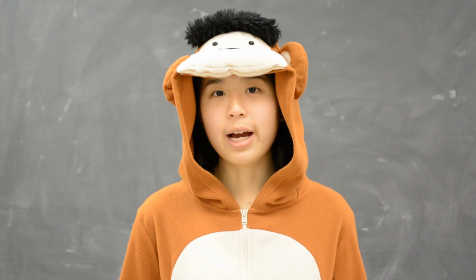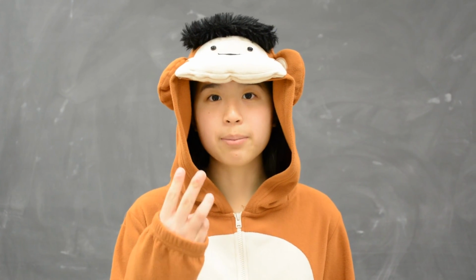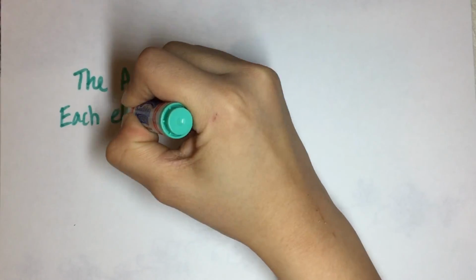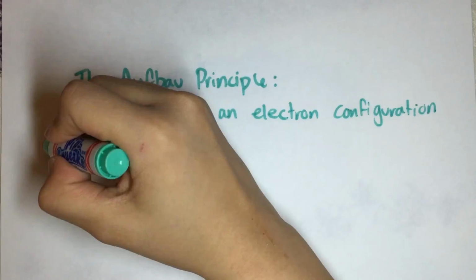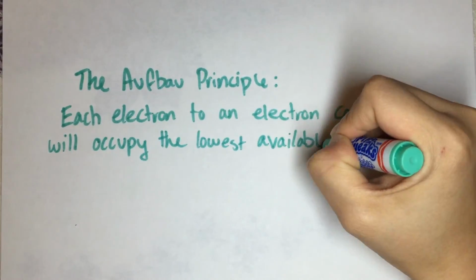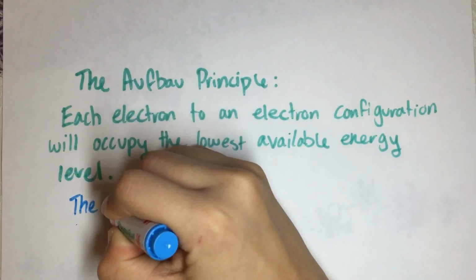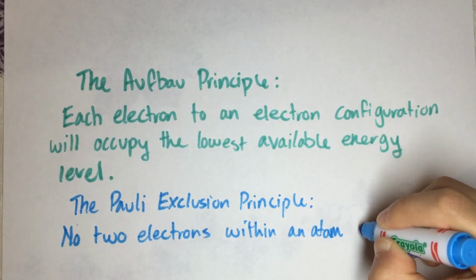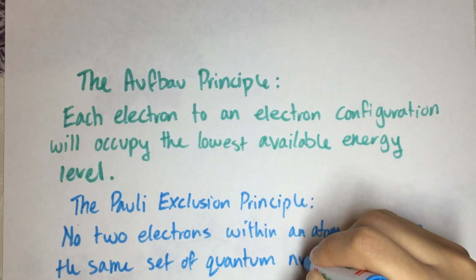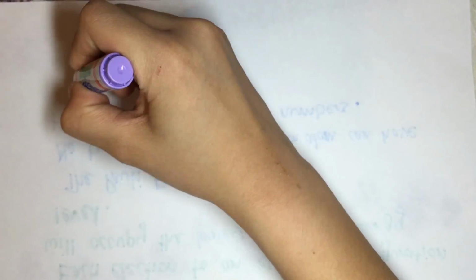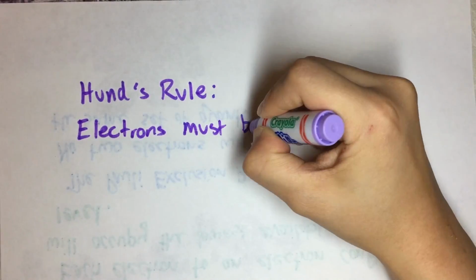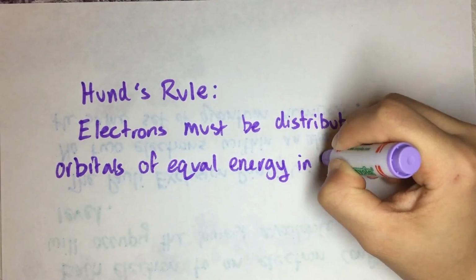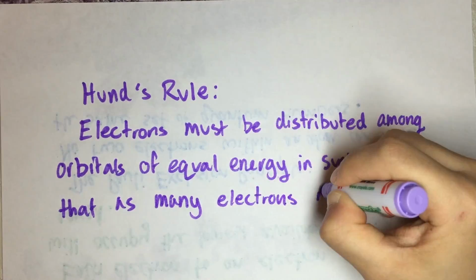When drawing orbital diagrams, there are 3 things that we need to keep in mind. The first is the Aufbau principle, which states that each electron added to an electron configuration will occupy the lowest available energy level. The second is the Pauli exclusion principle, which states that no 2 electrons within an atom can have the same set of quantum numbers. The third is Hund's rule, which states that electrons must be distributed among orbitals of equal energy in such a way that as many electrons remain unpaired as possible.